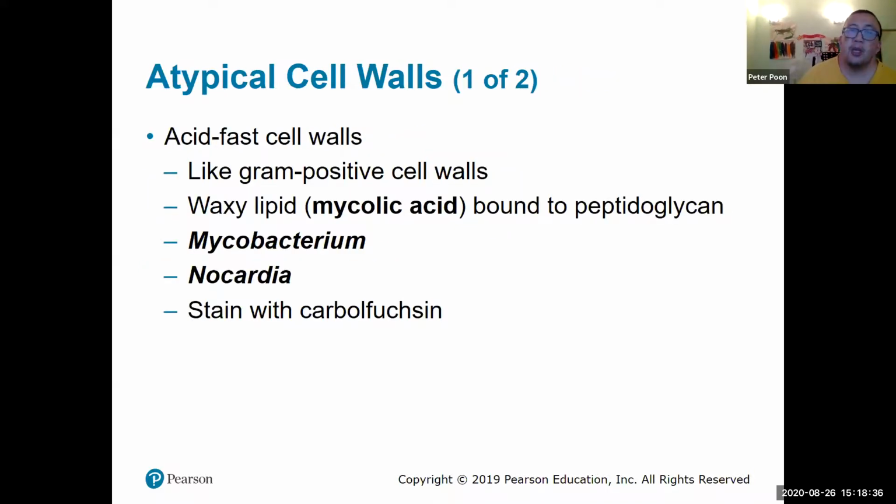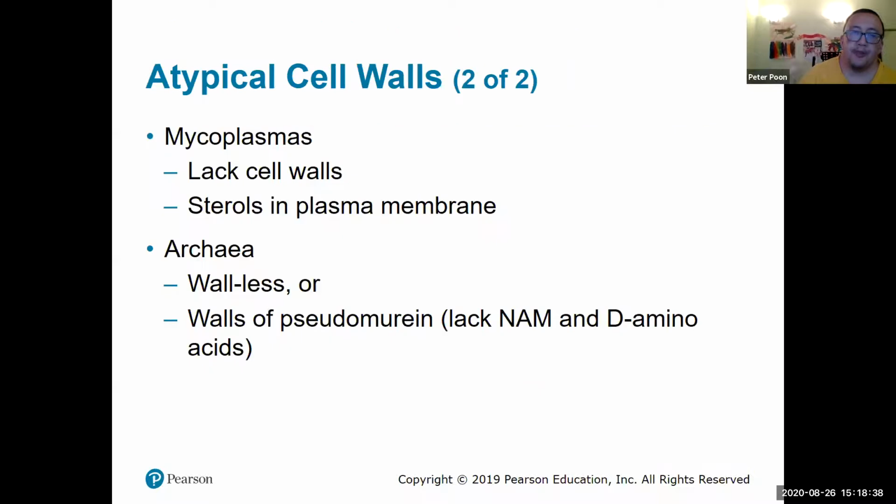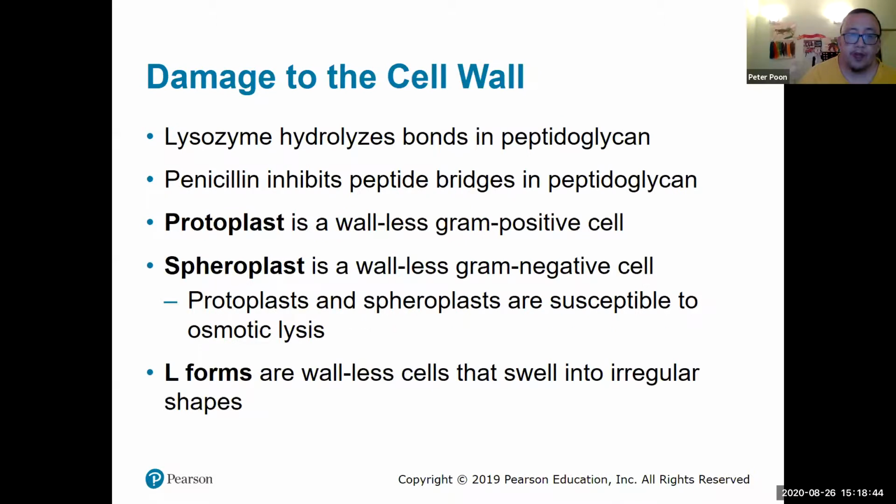So don't worry about atypical cell walls. We'll cover that in lab. Like I said, these guys are susceptible to osmotic lysis without the cell walls.